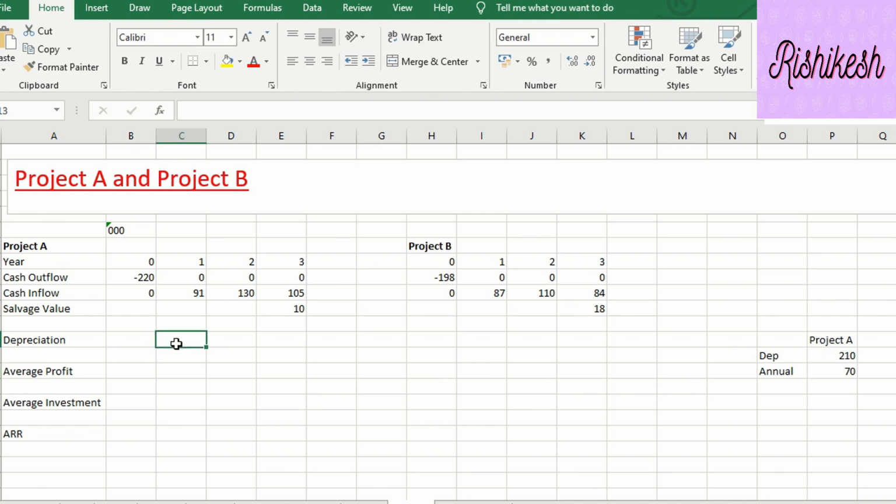So this is the same thing which will be written over here. That will be 70, and in this case it will be 60. And the same will be copied all across, because 70 and 60 is going to be depreciation at the end of first year, at the end of second year, at the end of third year. Right? So this is how we calculated the depreciation. Now average profit. Now can we calculate profit?